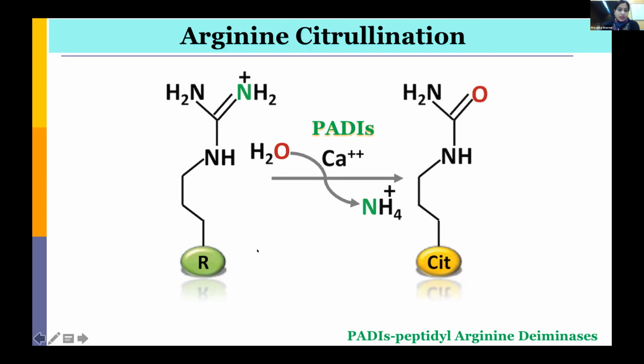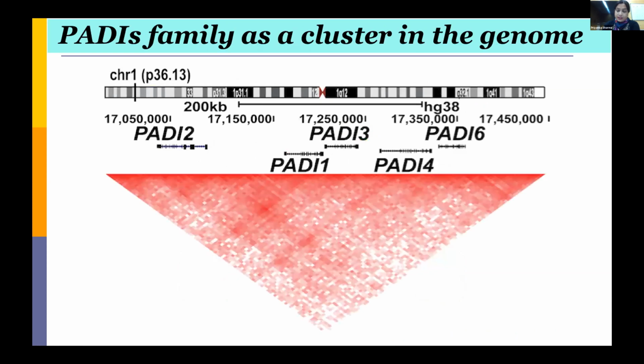The next point is to highlight that in humans there are 5 different PADI members, and these are all present in one common locus on chromosome 1. Surprisingly, this whole PADI locus is part of one topologically associated domain, which suggests that there may have been an evolution of PADI family members in higher organisms, including humans, and that it might have evolved to regulate transcription.